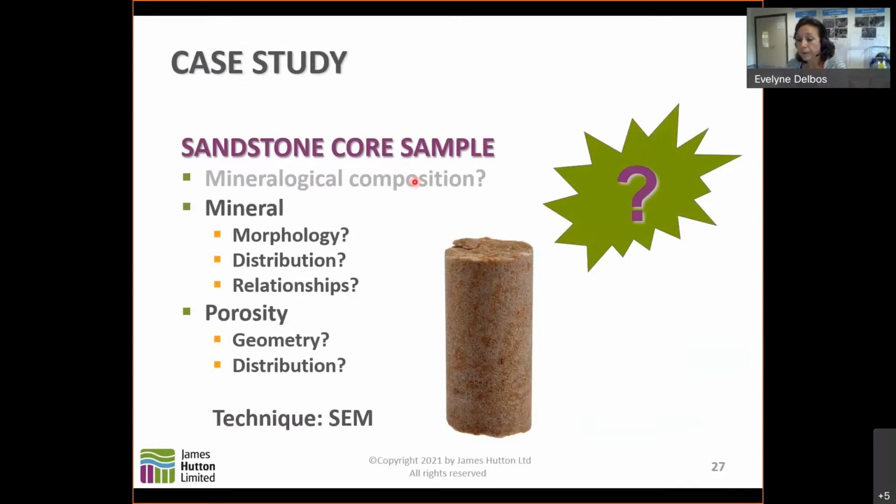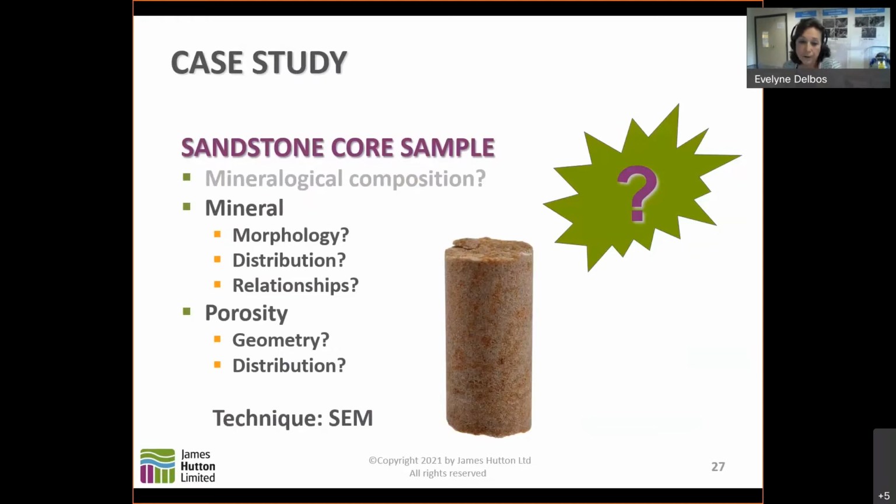or more importantly, you may be interested in the porosity of the sandstone. What are the pore types, their geometry? Are they micropores or macropores? What is the size of the pore throats? And the distribution: is the porosity evenly distributed, or does it follow some preferential channels?